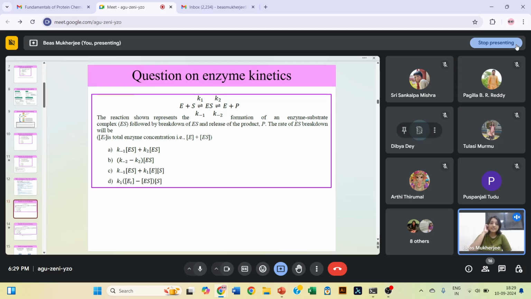Okay. So the entire equation is given for enzyme substrate interaction and product formation. Now they are telling you that the reaction shown represents the formation of an enzyme substrate complex followed by the breakdown of the enzyme substrate complex and release of the product. The rate of the enzyme substrate breakdown will be.